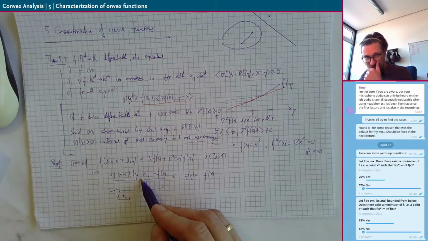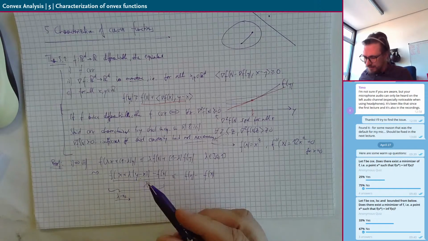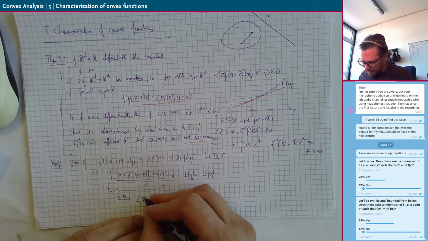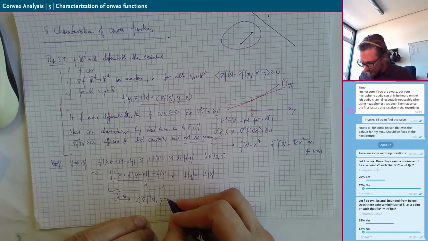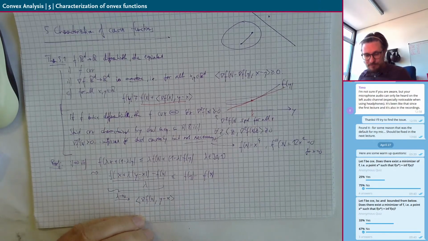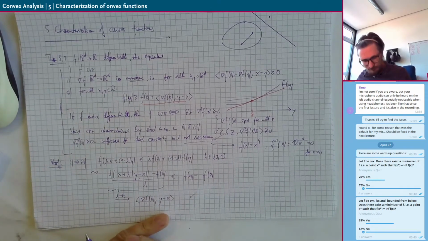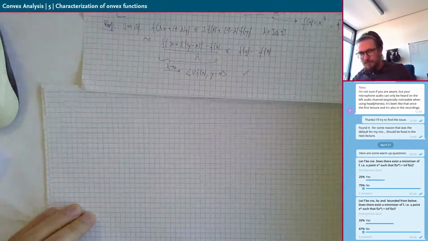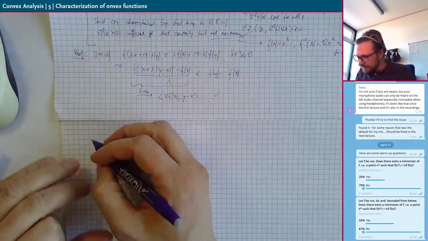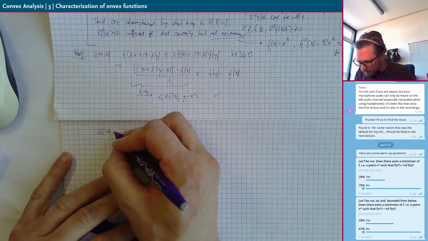Because f is differentiable, the directional derivative of f is totally described by the gradient. So this actually converges to the gradient of f at x times y minus x. And then that's already it. Okay, that one was very quick. 1 implies 3. 3 implies 2 is even quicker, probably.